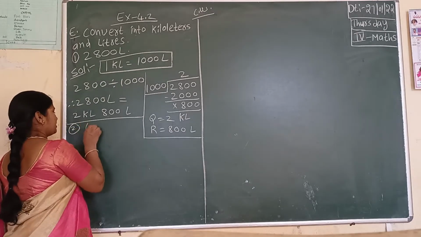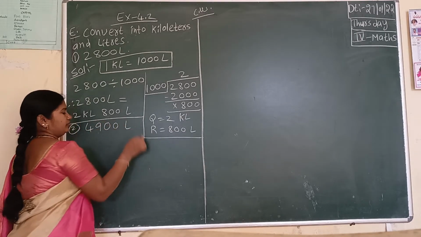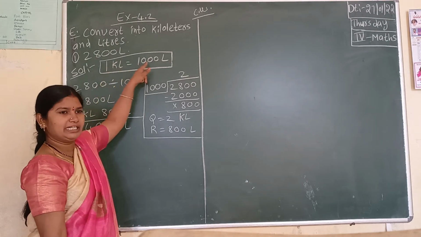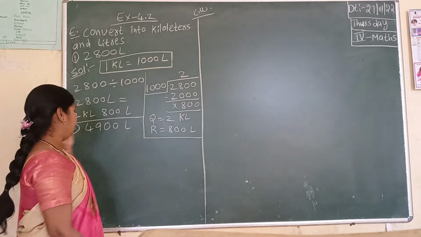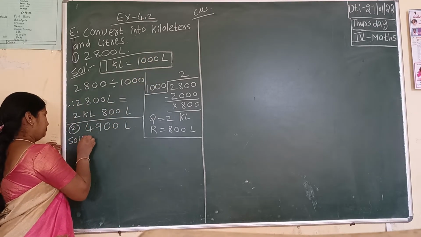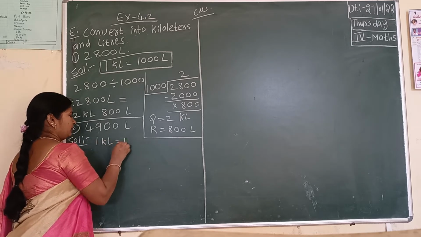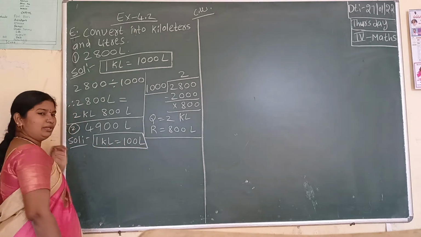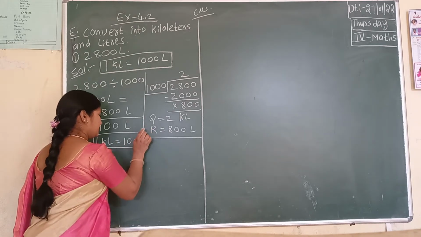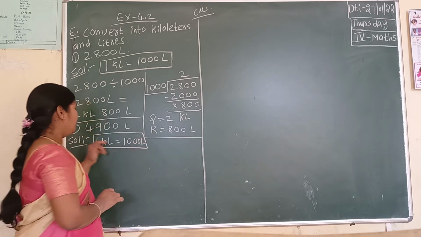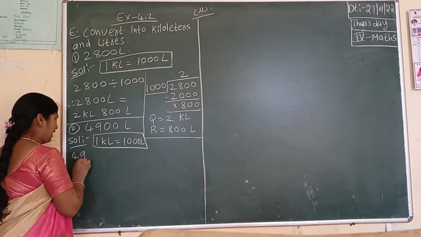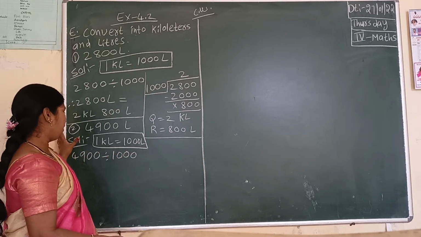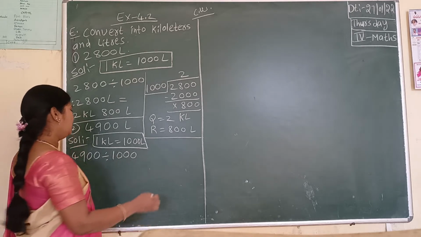That is 4900 liters. Here also you have to use the formula which is in kiloliters and liters, and divide with that number. Solution here. 1 kiloliter is equal to 1000 liters. Now you have to divide 4900 with 1000. 4900 divided with 1000.